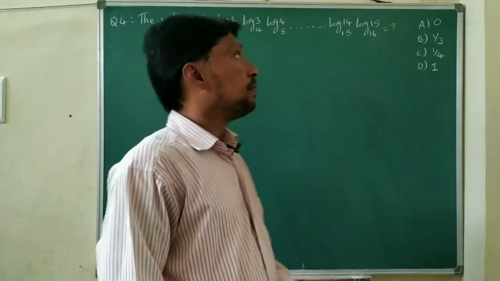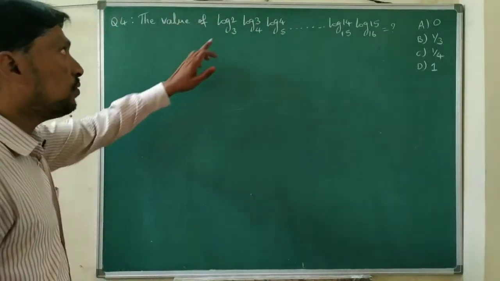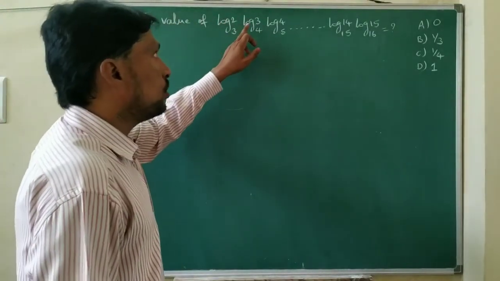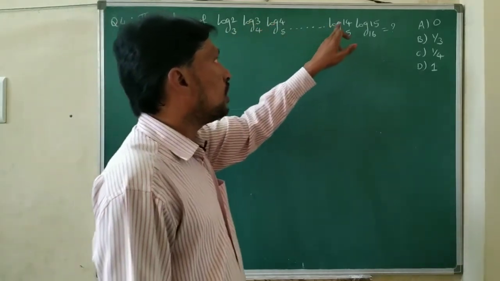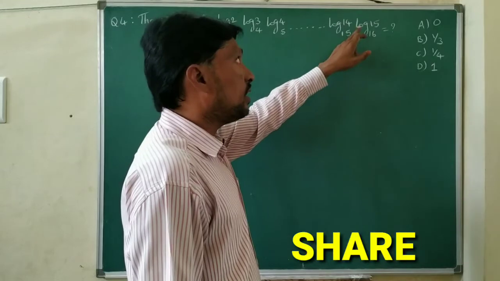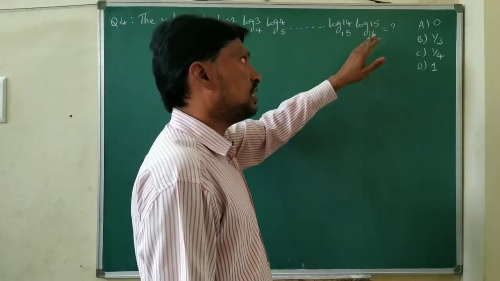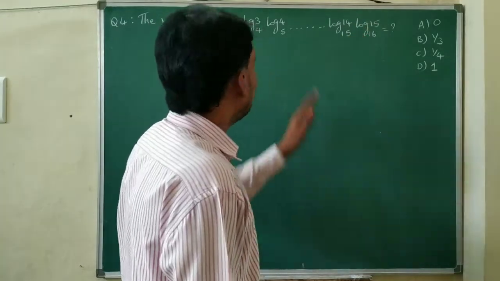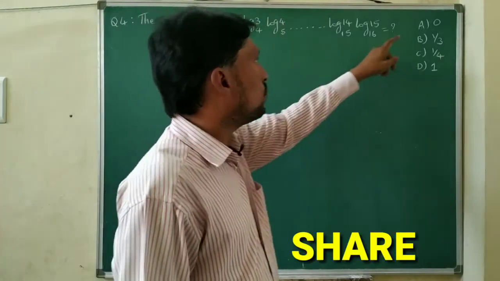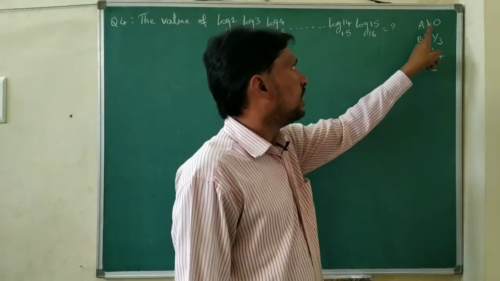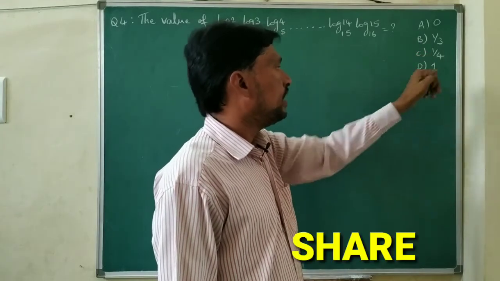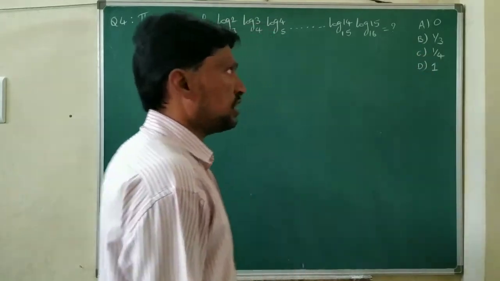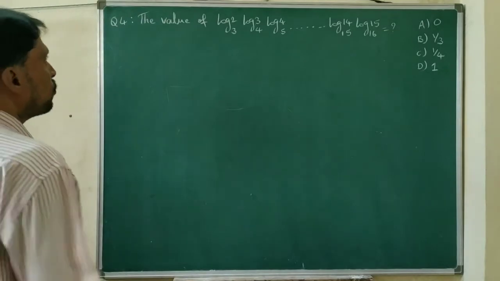Question number 4. The value of log 2 base 3 into log 3 base 4 into log 4 base 5, and so on, log 14 base 15 into log 15 base 16 equals what? We need to find the value. The options are A) 0, B) 1 by 3, C) 1 by 4, D) 1. So which option can we choose? See here.